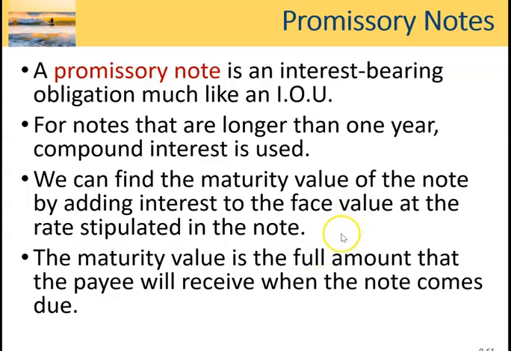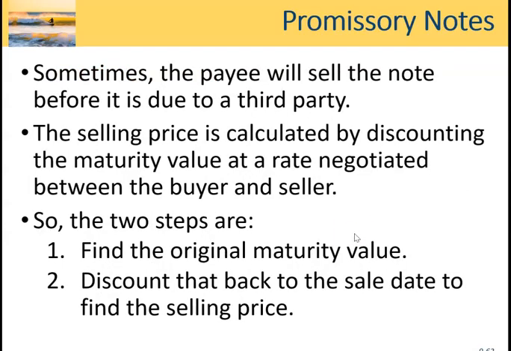Okay. So a promissory note is an interest-bearing obligation, much like an IOU. For notes that are longer than 1 year, compound interest is used. Sometimes the payee will sell the note before it's due, and they'll sell it to a third party. So the 2 steps are find the original maturity value and then discount that back to the sale date to find the selling price.